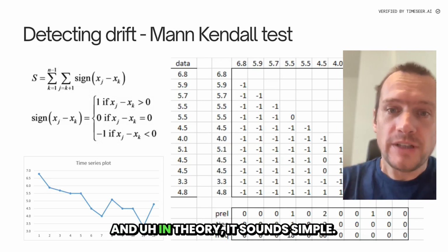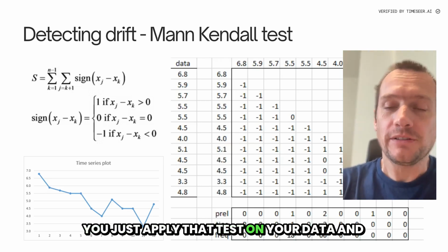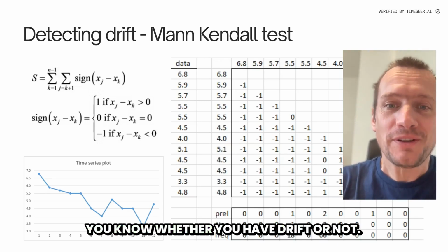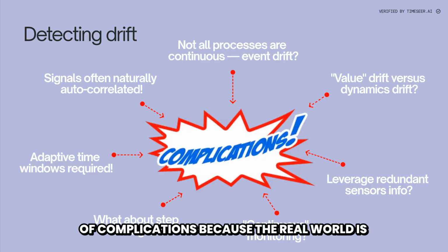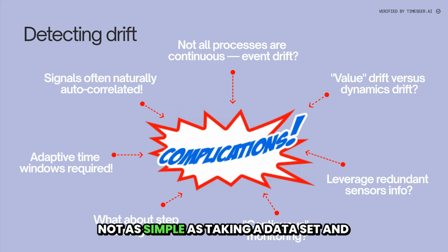And in theory, it sounds simple. You just apply that test on your data and you know whether you have drift or not. But this is where it really gets interesting, because if you want to do this in practice, you're running into all kinds of complications, because the real world is not as simple as taking a data set and running a standard Mann-Kendall test.